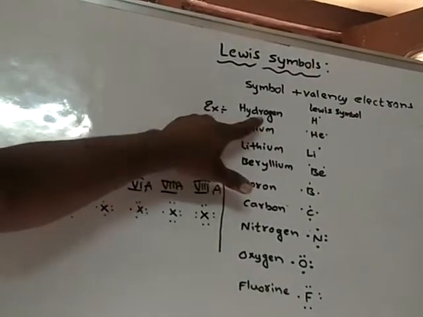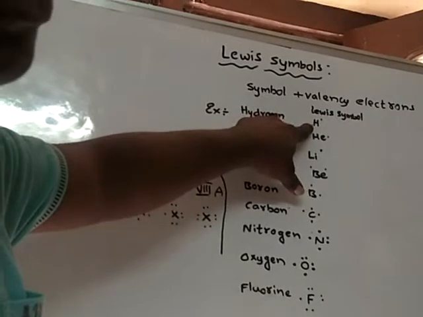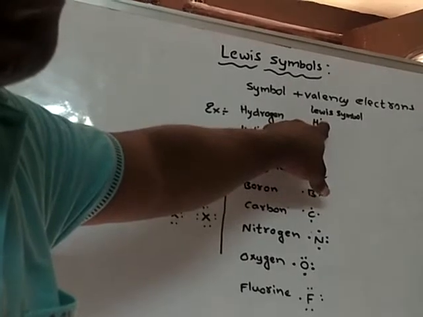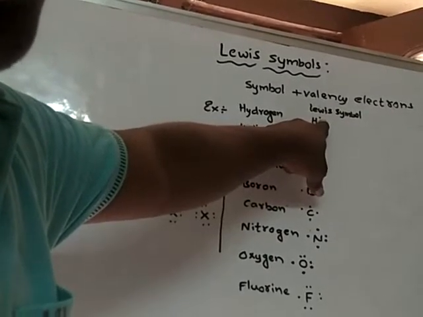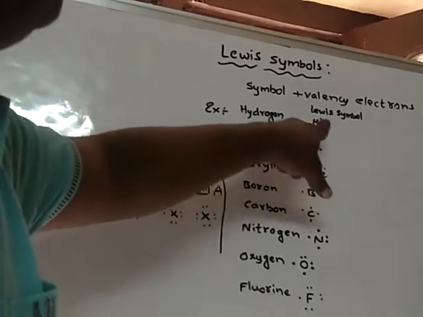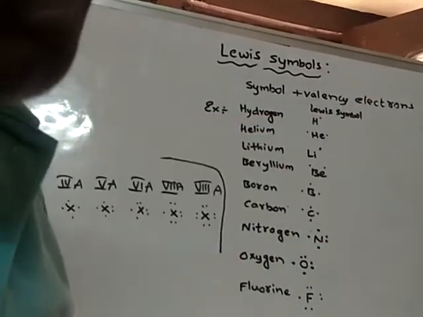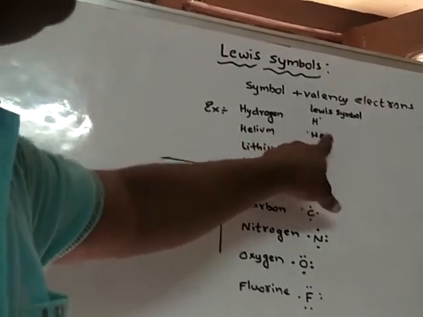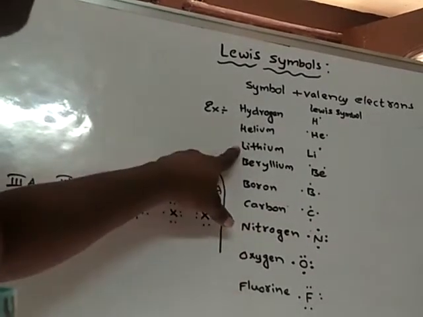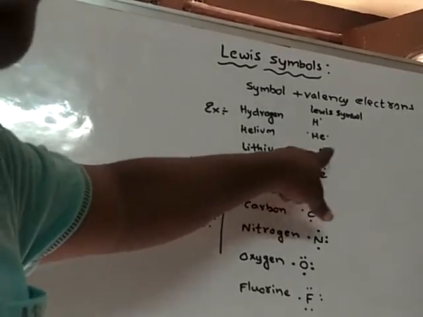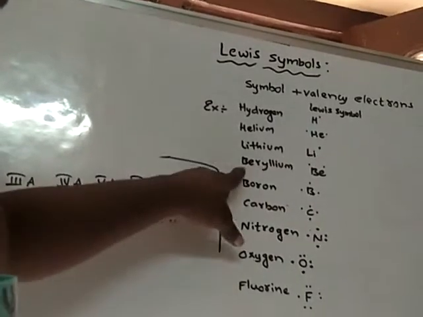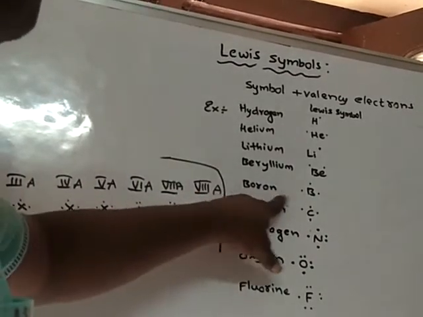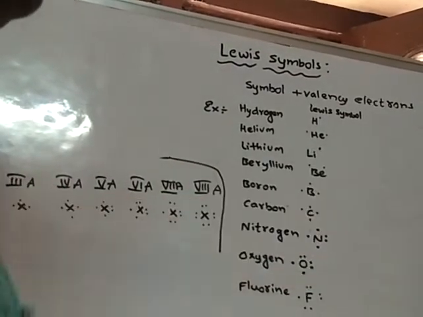For example, take hydrogen. The symbol of hydrogen is H, and it has only one electron in its valence shell. Hence, it is denoted by H, and that one electron is denoted by a dot, H dot. That means hydrogen has only one electron in its valence shell. Helium, its symbol is He, and it has two electrons in its valence shell. Lithium, its symbol is Li, and it has only one electron in its valence shell. Beryllium, its symbol is Be, and two electrons in its valence shell. Boron, symbol is B, and three electrons in its valence shell.